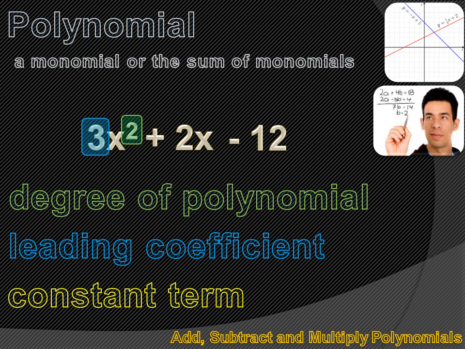How about the constant term? Well, our constant term is minus 12. It's the constant number. It's not a variable. And you'll see that I included that minus sign because it's a negative number. It's plus minus 12.